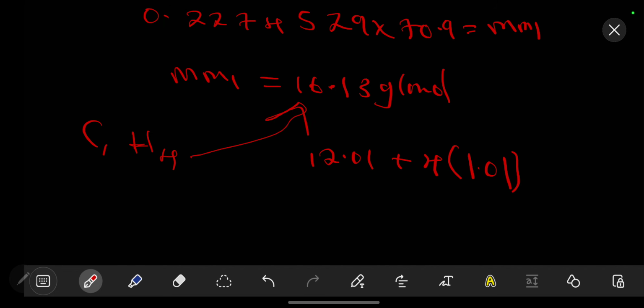If we add 12.01 plus 4 times 1.01, we find that our answer is 16.05, which is very close. The difference is due to the fact that we are rounding off numbers. In any case, if we round this to 1 decimal place, it will be 16.1. So the unknown gas is concluded to be methane.